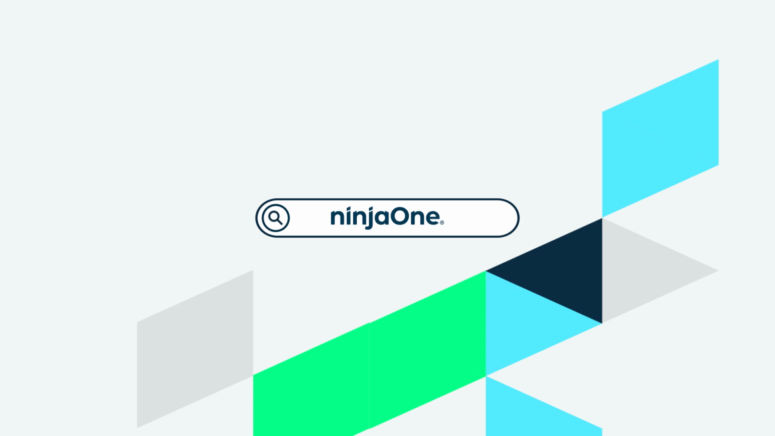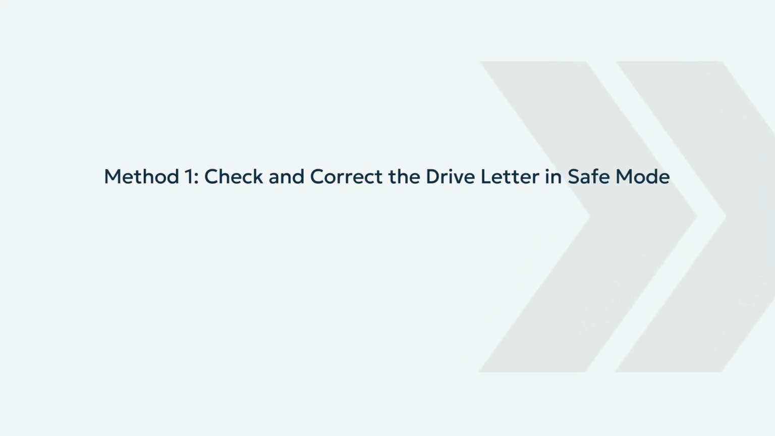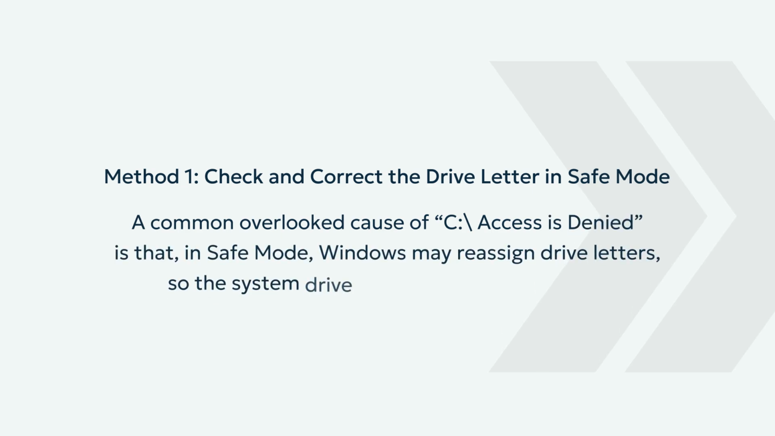5 ways to fix C access is denied while in safe mode in Windows 11. Method 1. Check and correct the drive letter in safe mode. One of the most overlooked reasons for C access is denied is that the system drive is not actually mapped to C: in safe mode. Windows may temporarily reassign drive letters, which breaks path assumptions.